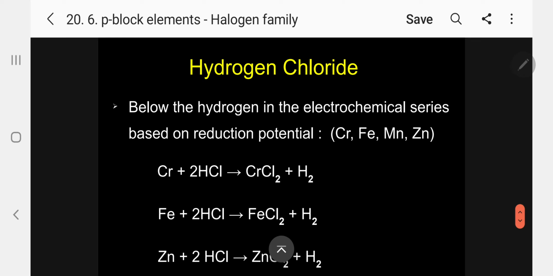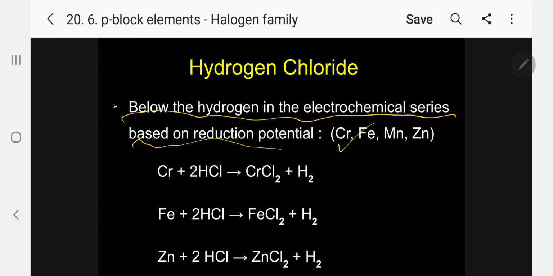See, other important information, most important is, as in the case of sulfuric acid and nitric acid, here also I have to give metals below hydrogen in the electrochemical series, that is, the electrochemical series based on reduction potential. Kindly follow. The specific examples, chromium, iron and manganese, zinc, they produce hydrogen. Kindly follow. Below hydrogen in the electrochemical series, chromium reacts with HCl to give chromium chloride and hydrogen.